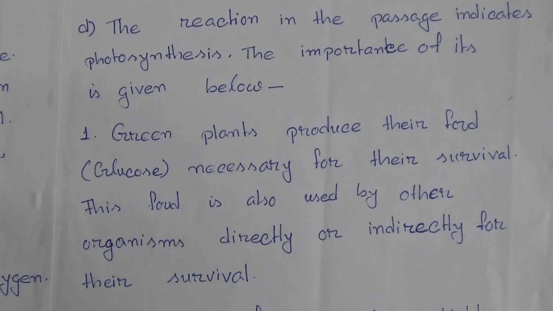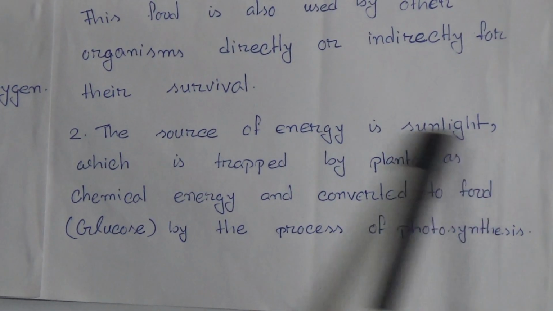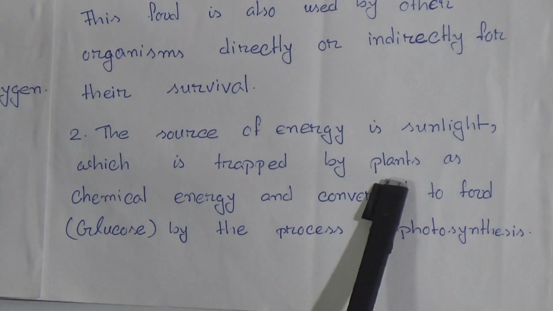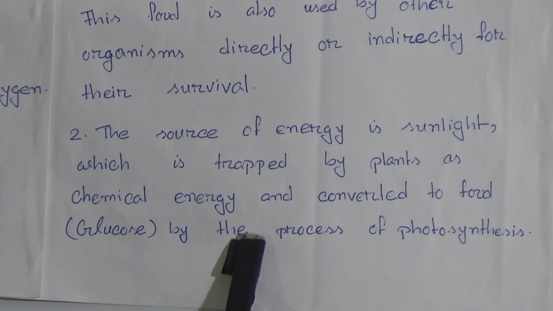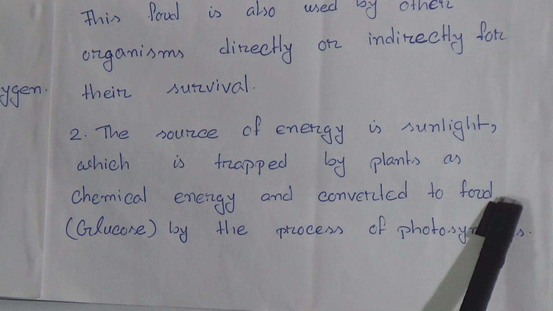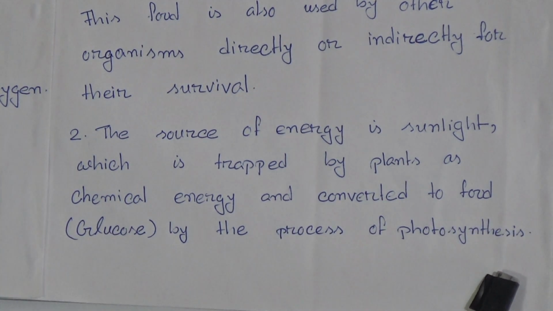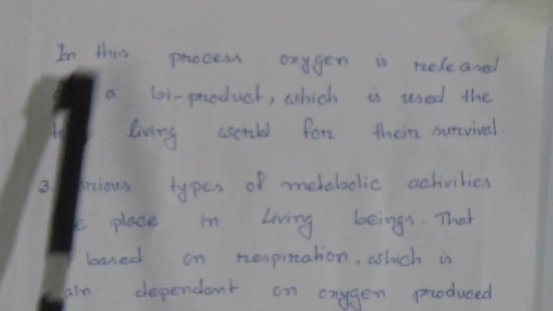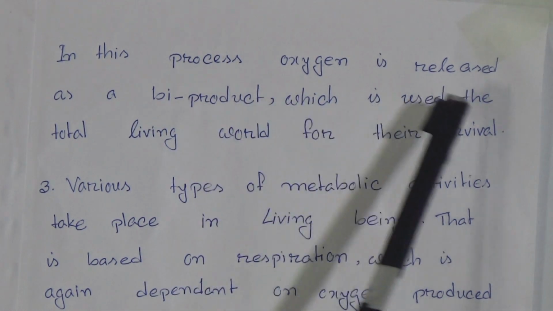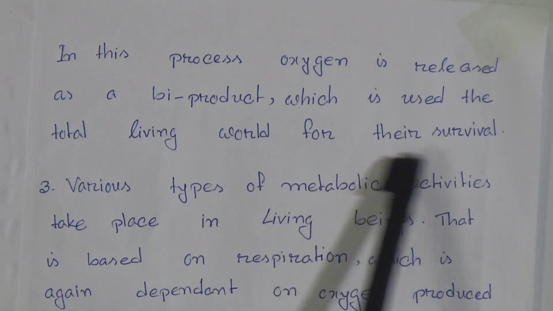Number 2. The source of energy is sunlight, which is trapped by plants as chemical energy and converted to food, that means glucose, by the process of photosynthesis. In this process, oxygen is released as a byproduct, which is used by the whole living world for their survival.